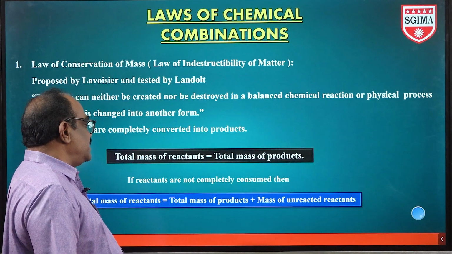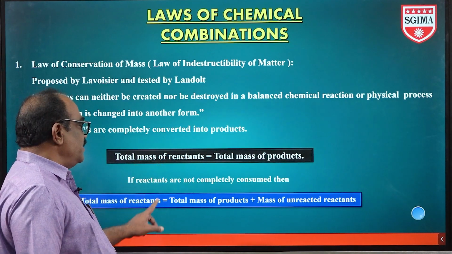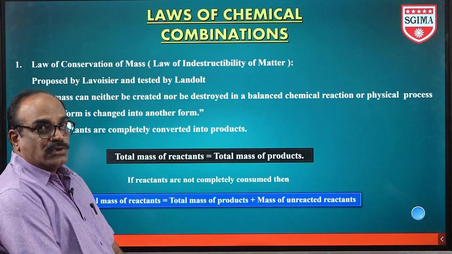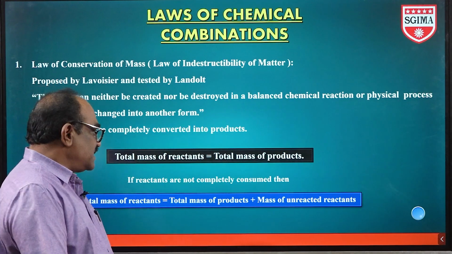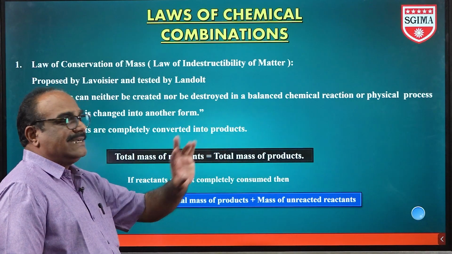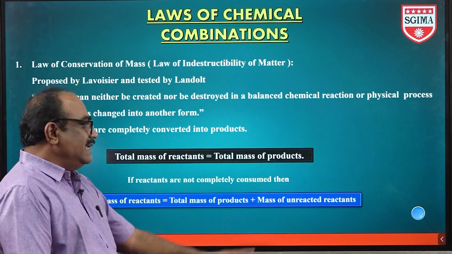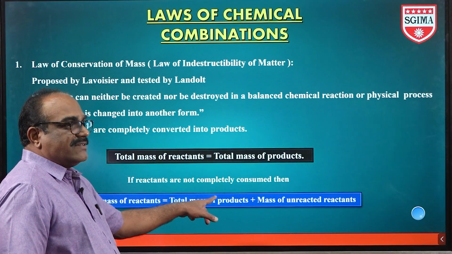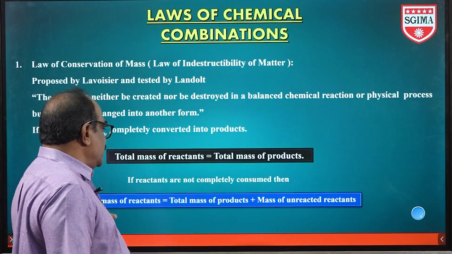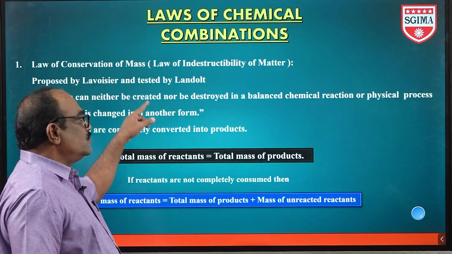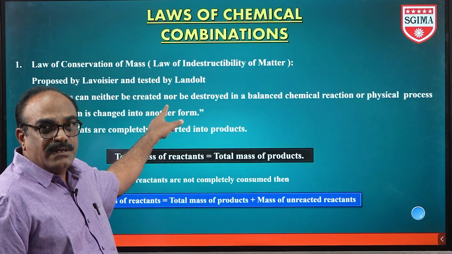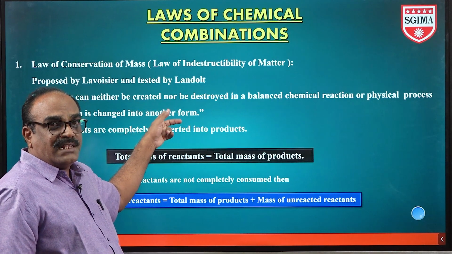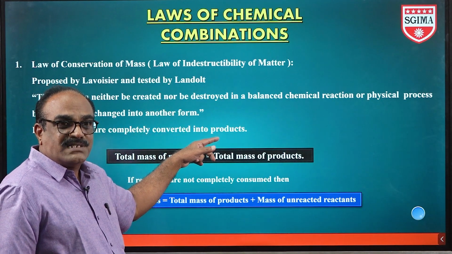Under such a condition, the same equation can be written like this also. Total mass of the reactants will be equal to the total mass of the products produced plus the mass of the unreacted reactants. That means the leftover reactants mass and the mass of the products produced will be equal to the total mass of the reactants. So please follow the statement: matter can be neither created nor destroyed, applied to either a chemical reaction or a physical process.